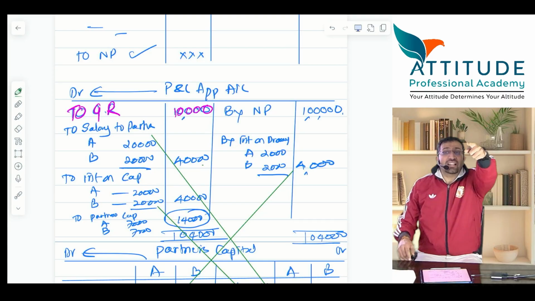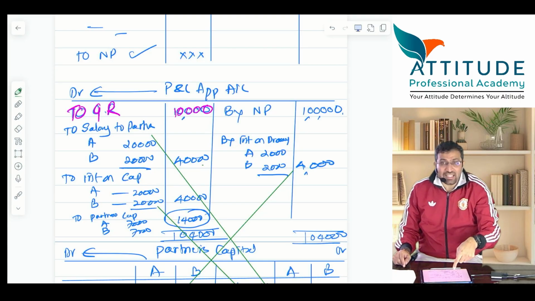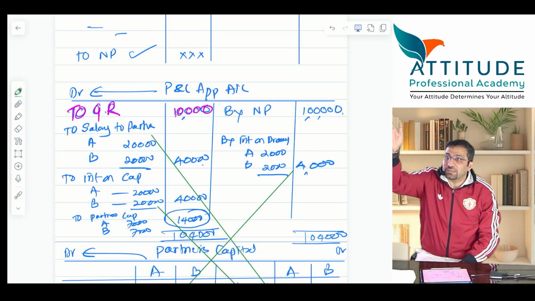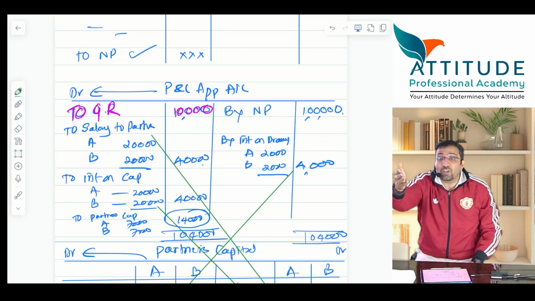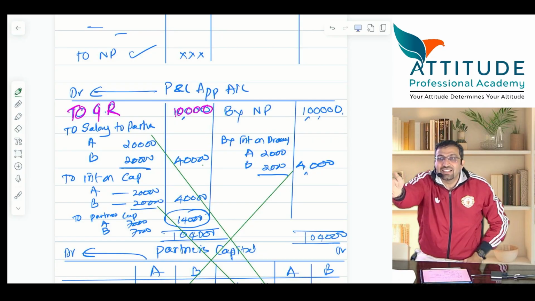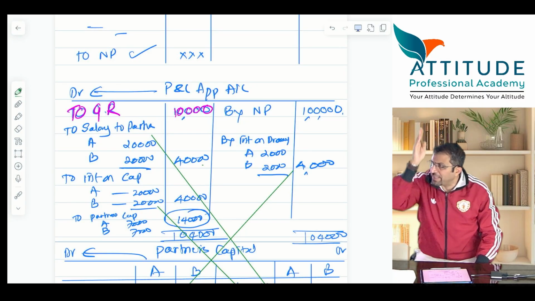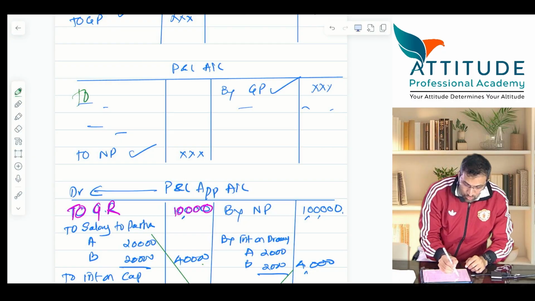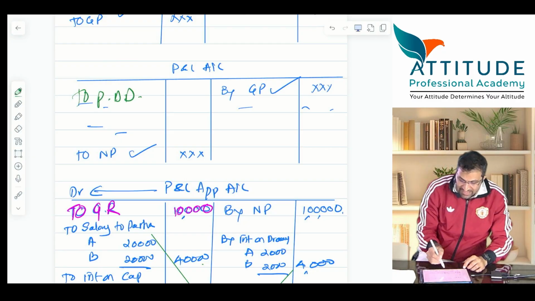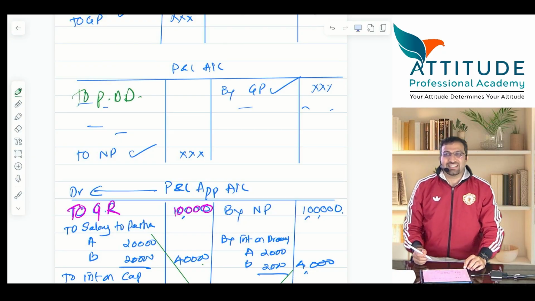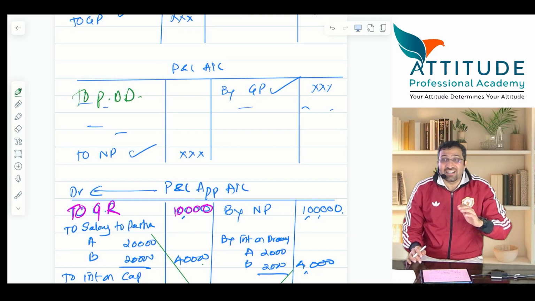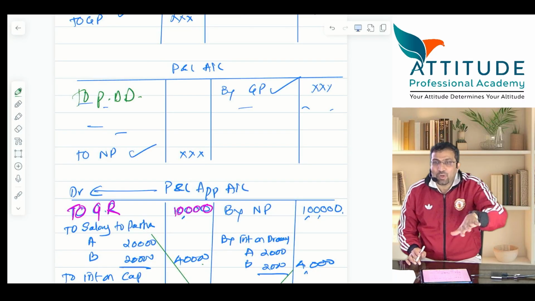So provision, where will it come? Provision will come in the P&L account. We have already seen that in the basic class. P&L account debit to provision for doubtful debts. Have you not seen? So PDD, where will it come, in appropriation or P&L account? It will come in the P&L account. P&L account debit to PDD. PDD does not come in P&L appropriation. So all provisions will come in P&L. All reserves will come in P&L appropriation.